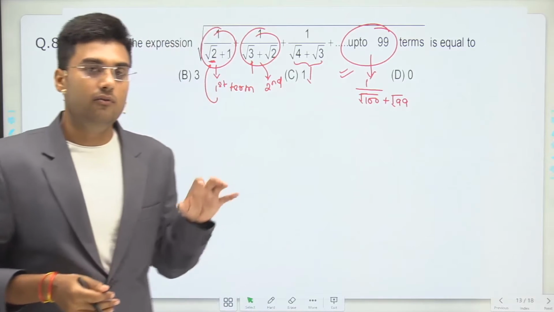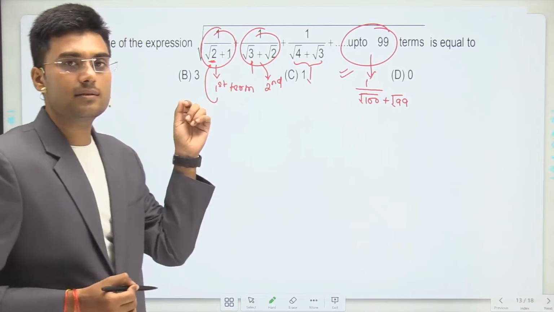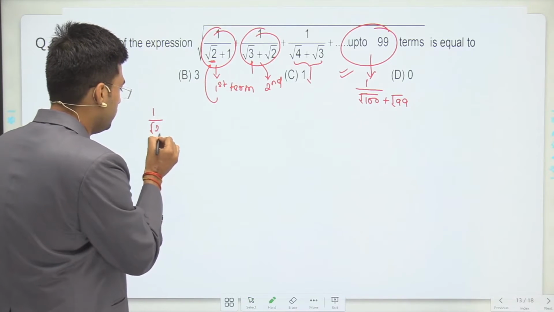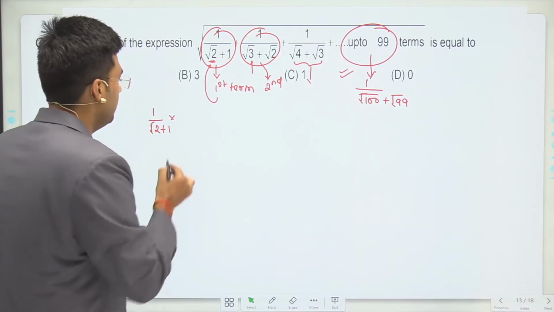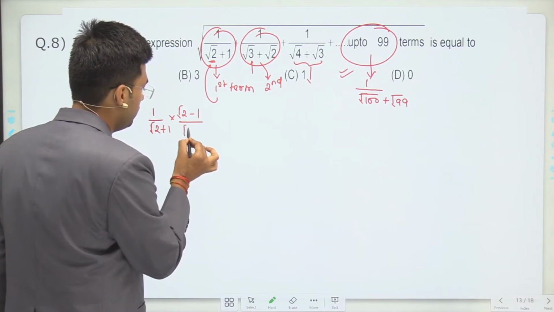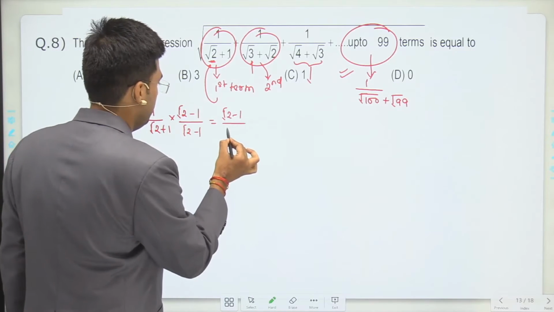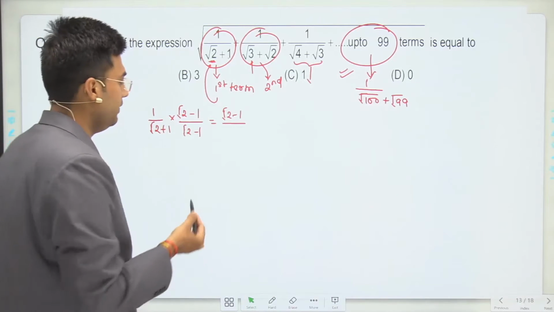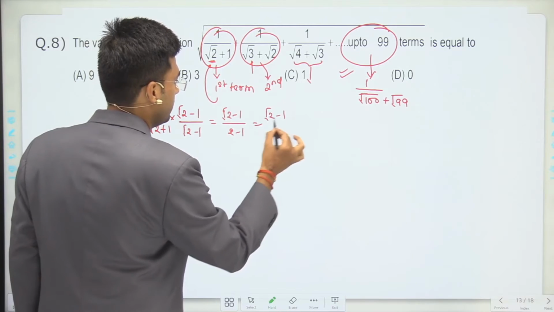Now we use rationalization of denominator. So we rationalize the denominator for the first term, which is 1 upon root 2 plus 1. We have to rationalize the denominator root 2 plus 1, and here we multiply by root 2 minus 1 divided by root 2 minus 1, and it is equal to root 2 minus 1 divided by root 2 plus 1 multiplied by root 2 minus 1, we will get 2 minus 1, that is equal to root 2 minus 1.